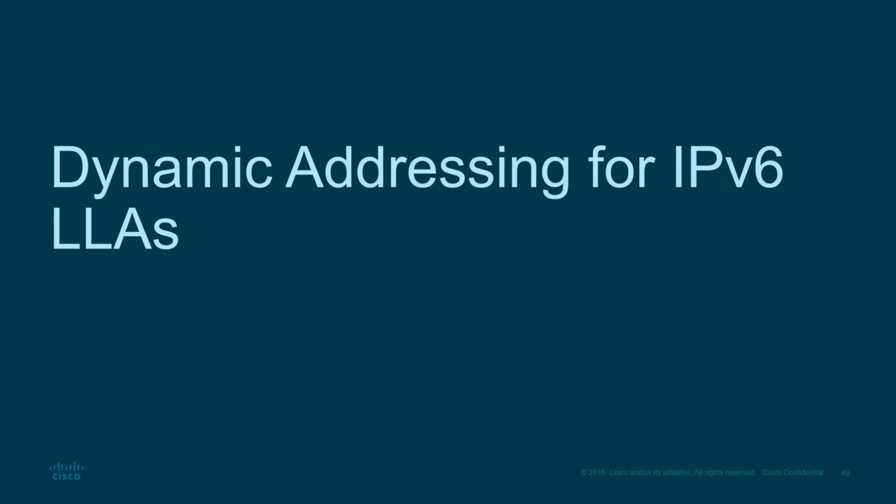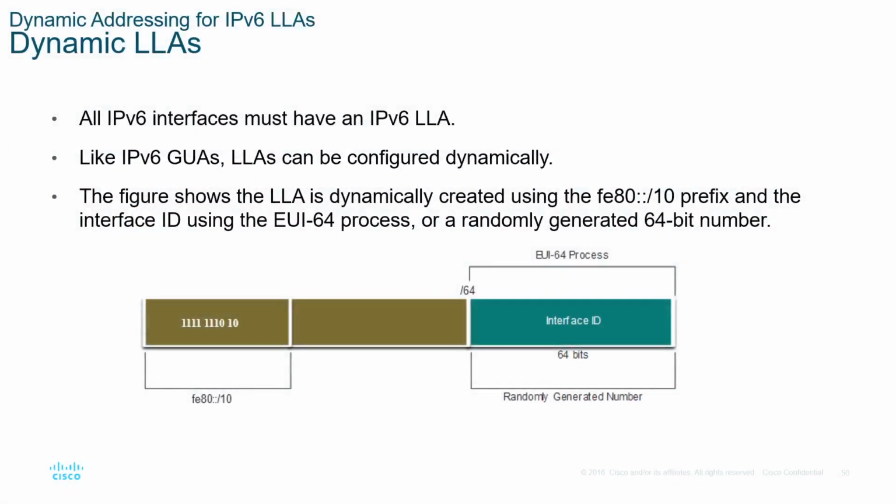Dynamic addressing for IPv6 LLAs. Now, all IPv6 interfaces must have an IPv6 LLA. Like IPv6 GUAs, LLAs can be configured dynamically as well. In other words, that means we can also create a link local address dynamically using the EUI-64 process or the randomly generated 64-bit number.